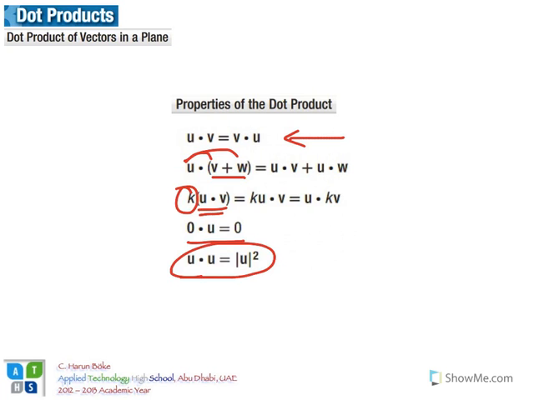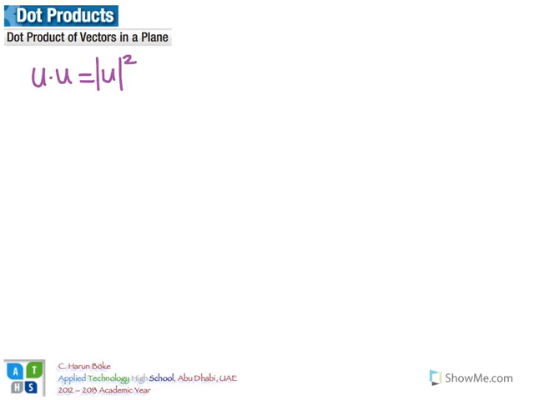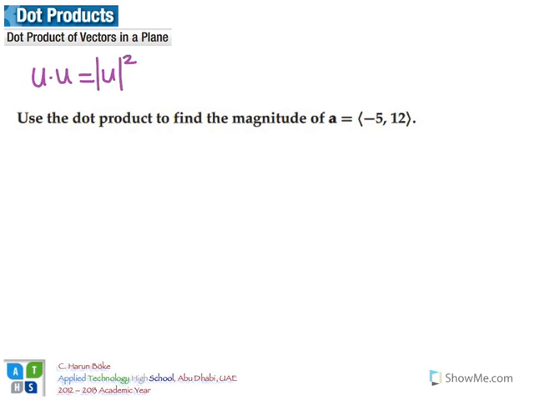So according to that, if we have the dot product of a vector by itself, we find the square of the magnitude. So let's see an example regarding this last property. Keeping our property here, let's see what we can do if we have this kind of a question. It says, use the dot product to find the magnitude of a, which is equal to ⟨-5, 12⟩.